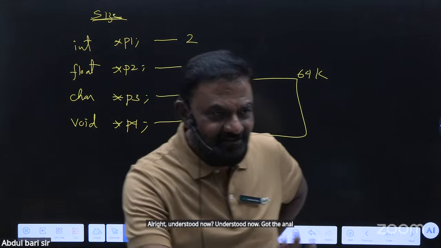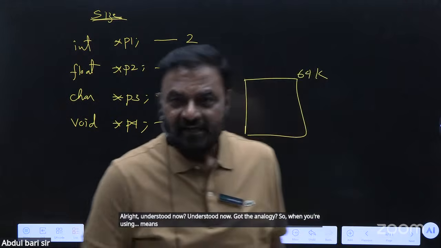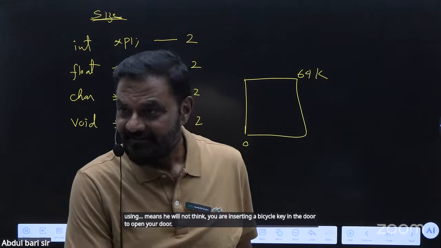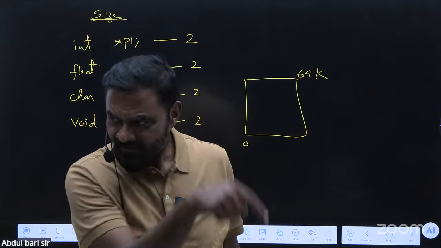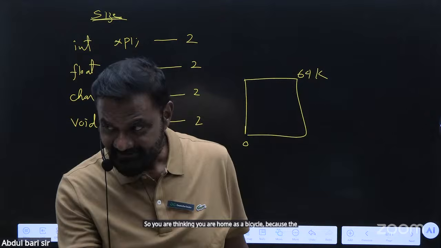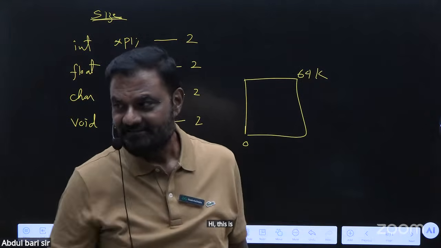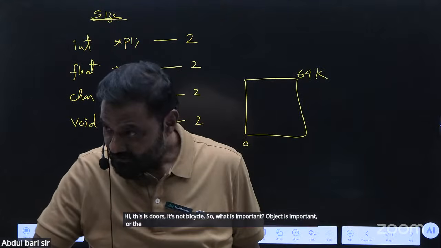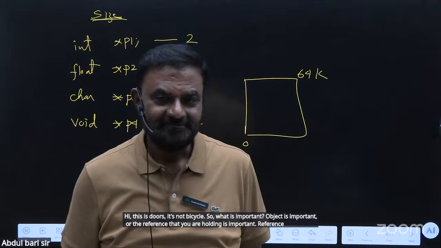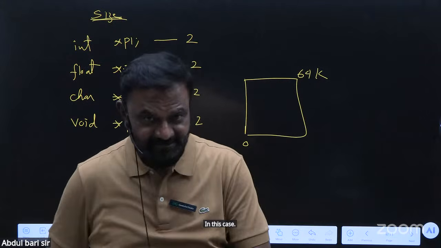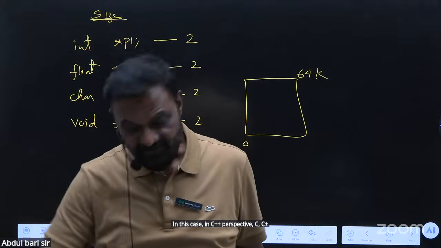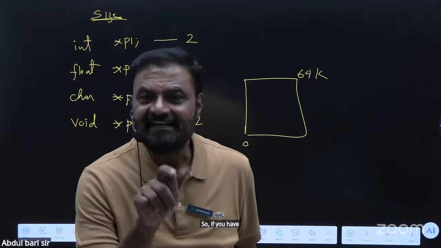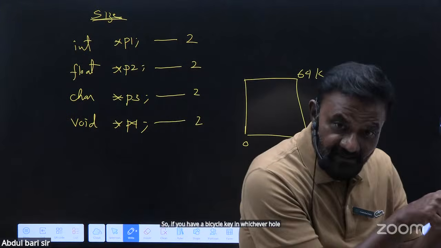What is the analogy? When you insert a bicycle key in the door to open your door, you are thinking of your home as a bicycle because the key is a bicycle key. Hey, this is a door, this is not a bicycle. So what is important, the object or the reference that you are holding? The reference is important. From the C++ perspective, the reference is important, the key that you have. If you have a bicycle key, in whichever hole you insert it, that is a bicycle's lock hole.